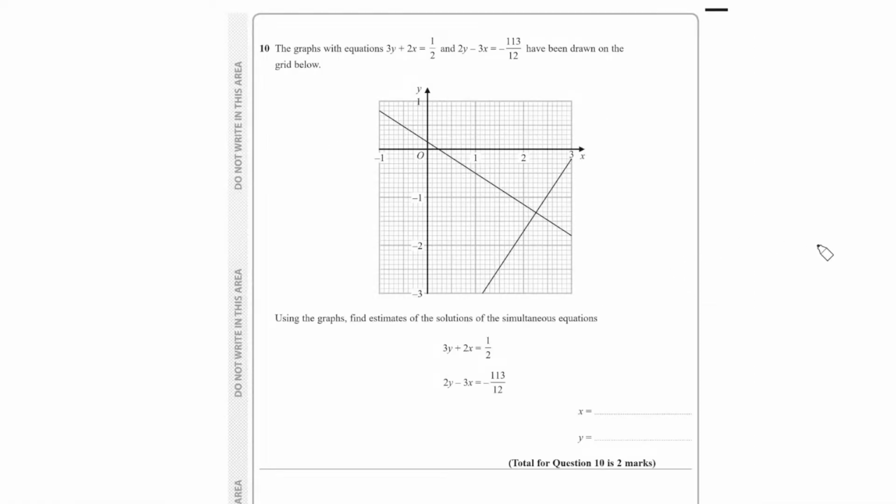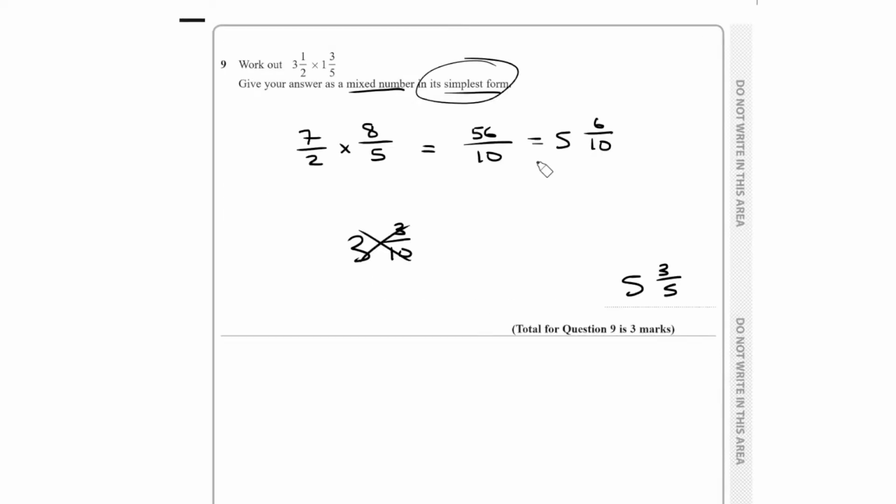Okay, another one that I mentioned in the other live that would come up, some kind of simultaneous equations question. Why? Just because that's how it works. You can see why not, because it didn't work, did it? We didn't get the same answer.